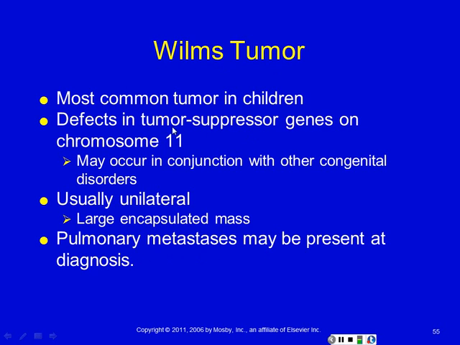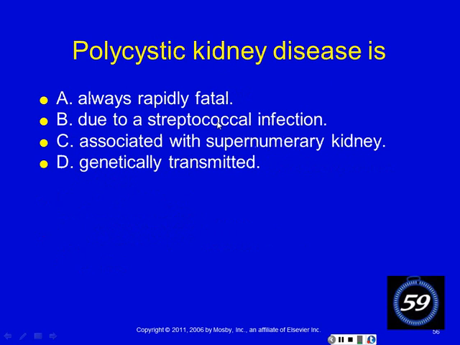And here again, one of the causes of a Wilms tumor is a genetic disorder. So it's a problem with the tumor suppression gene, or a tumor suppressor gene.